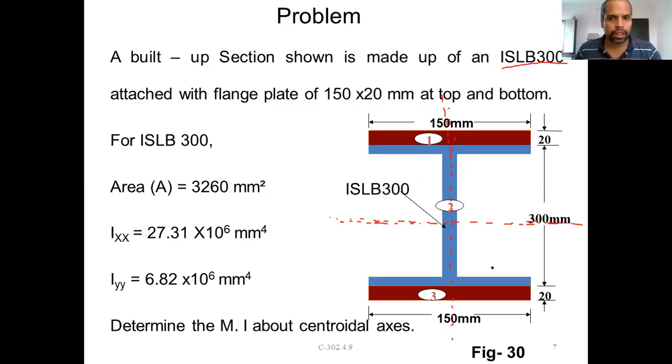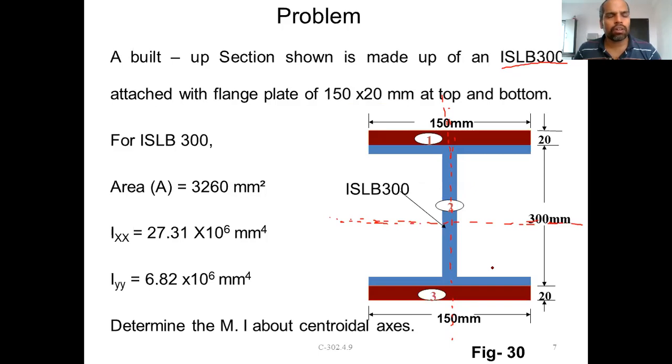This is one property. If the member is symmetric about any one axis, either xx or yy, then we can say that the centroid lies on that axis of symmetry, and the other coordinate we have to calculate. But in this case, the first property is that the centroid lies on the axis of symmetry, whereas the other property is that the centroid is a point.